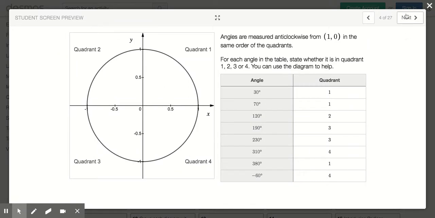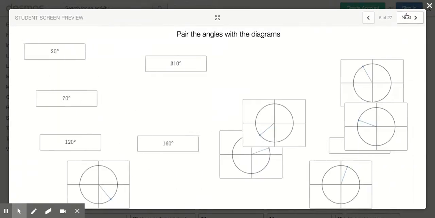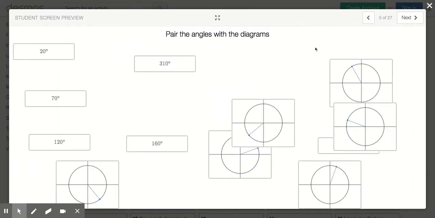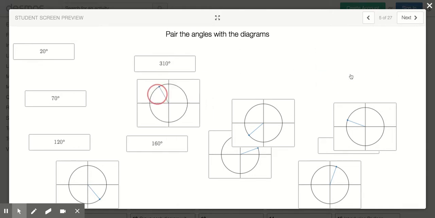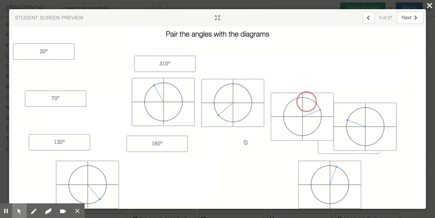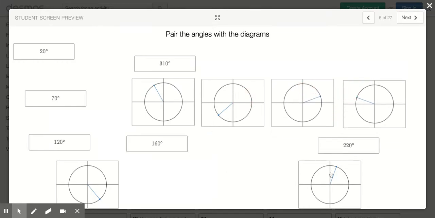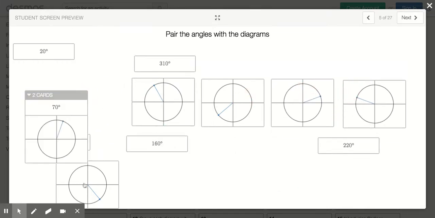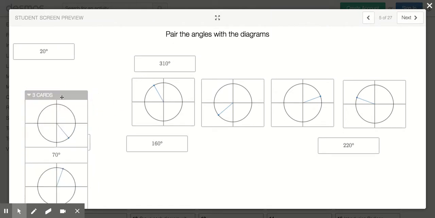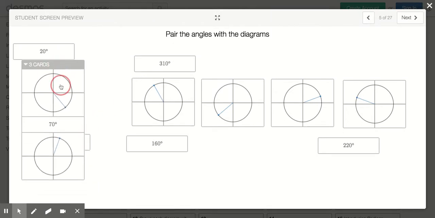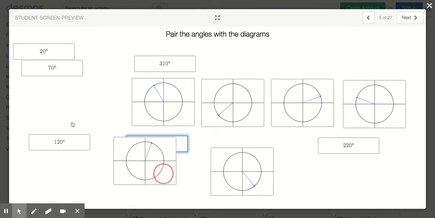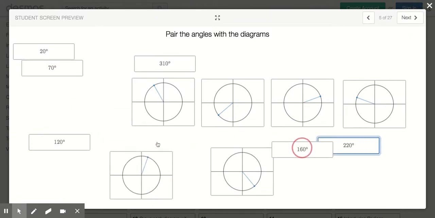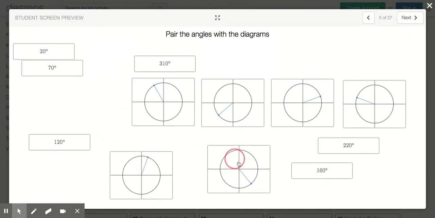So check your answers, make sure you have those. Now, this is a little test, and we're going to pair the angles with the diagrams. So let me get my diagrams in order. And what you're going to do for this is just set the cards, and when they get highlighted, that means they can connect to each other.